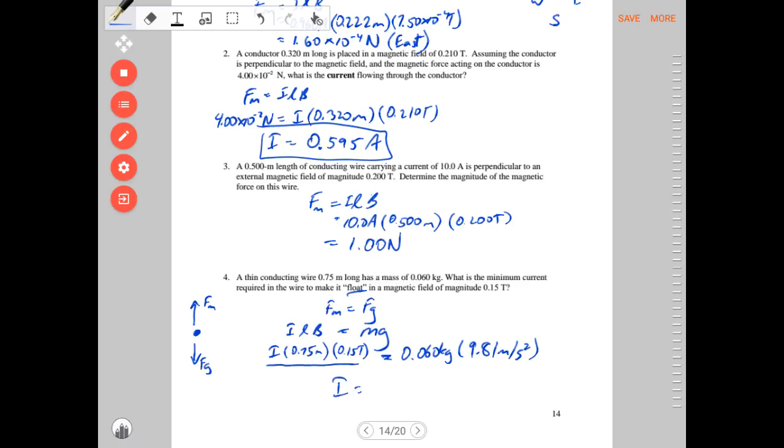0.060 times 9.81 divided by the 0.75 times 0.15, and that works out to 5.2. We've only got 2 sig digs here, so 5.2 amps. That's a really interesting consequence of that. So if we flow a 5.2 amp current through this wire, it just floats in the magnetic field.